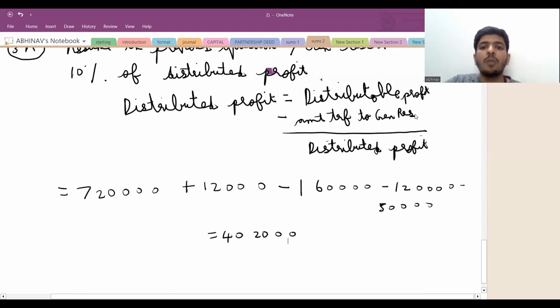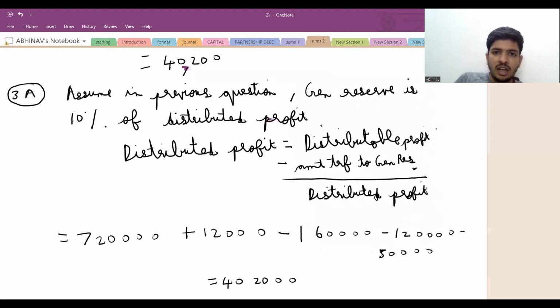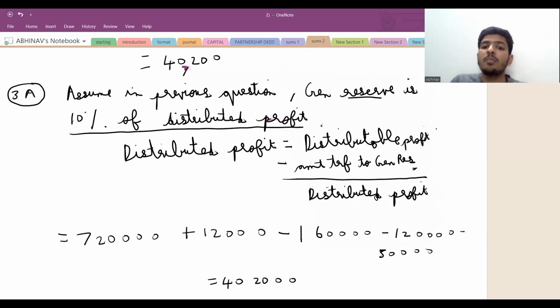Now, what is the amount transferred to general reserve? Listen to the question properly. What is the amount transferred to the general reserve? This is what we need to find. Here they are telling general reserve is 10% of distributed profit. So now you don't know general reserve. And the formula is distributable profit minus general reserve is distributed profit. So you don't know general reserve and you don't know distributed profit. You know only distributable profit. You need to find both.